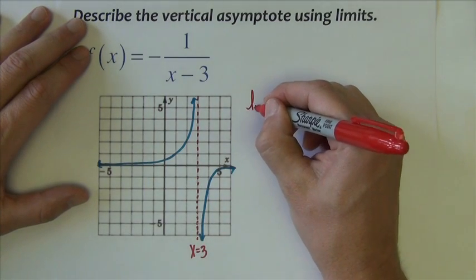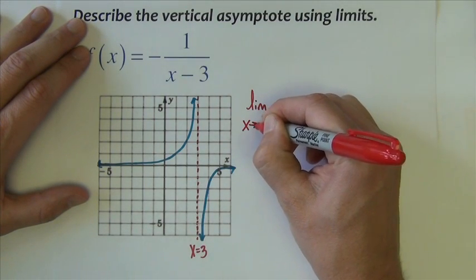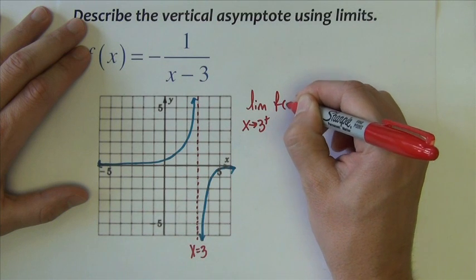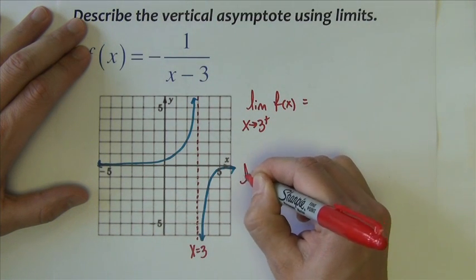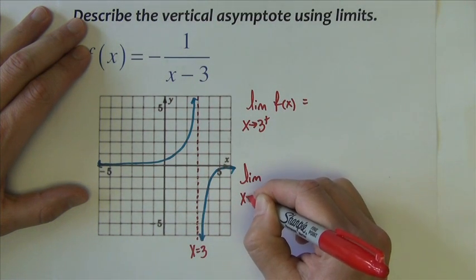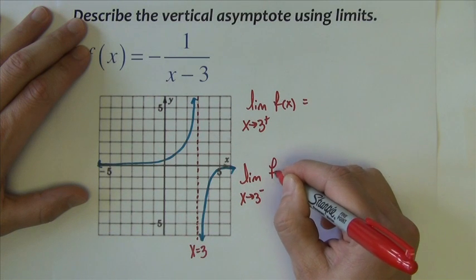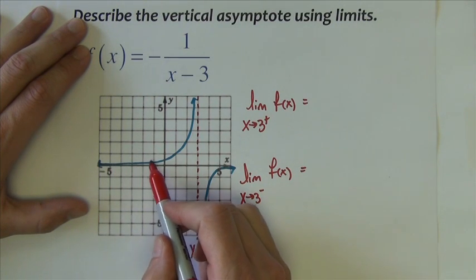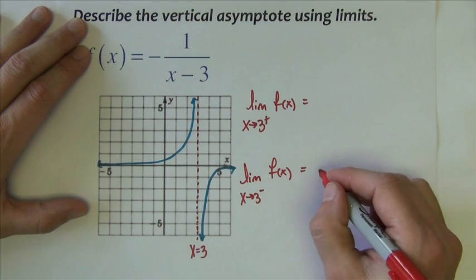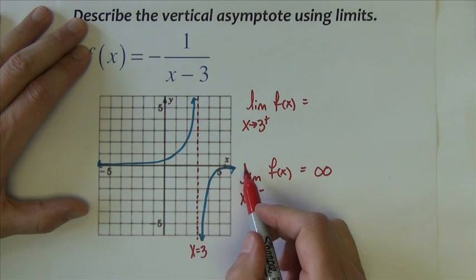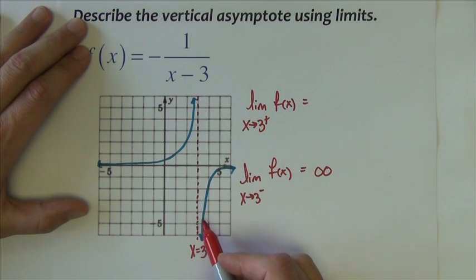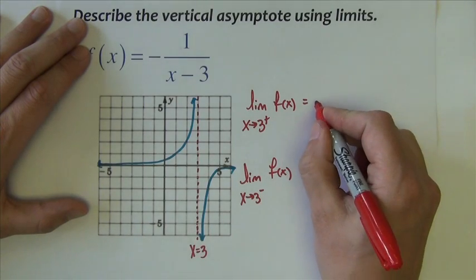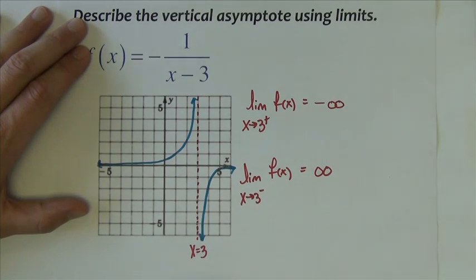So I want the limit as x approaches 3 from the right, and I also want the limit as x approaches 3 from the left. So we can see from the left-hand side, the graph's going up. From the right-hand side, as we get closer to 3, the graph's going down. That's it.